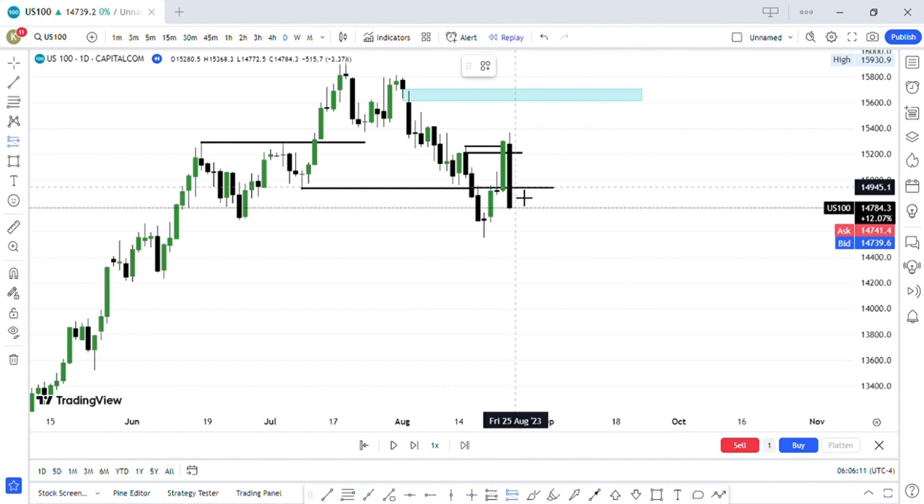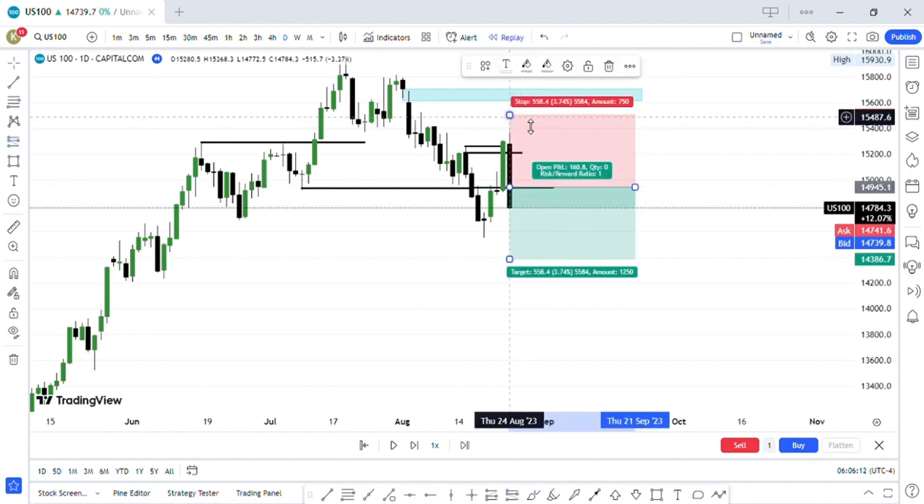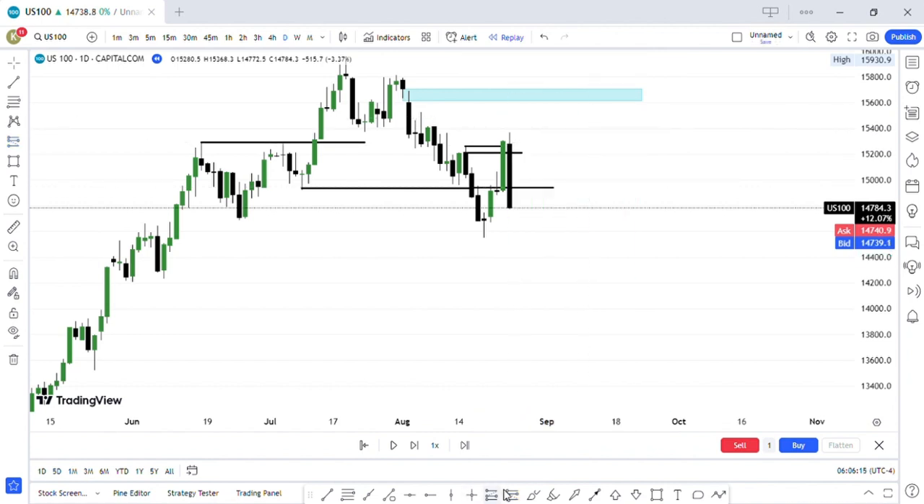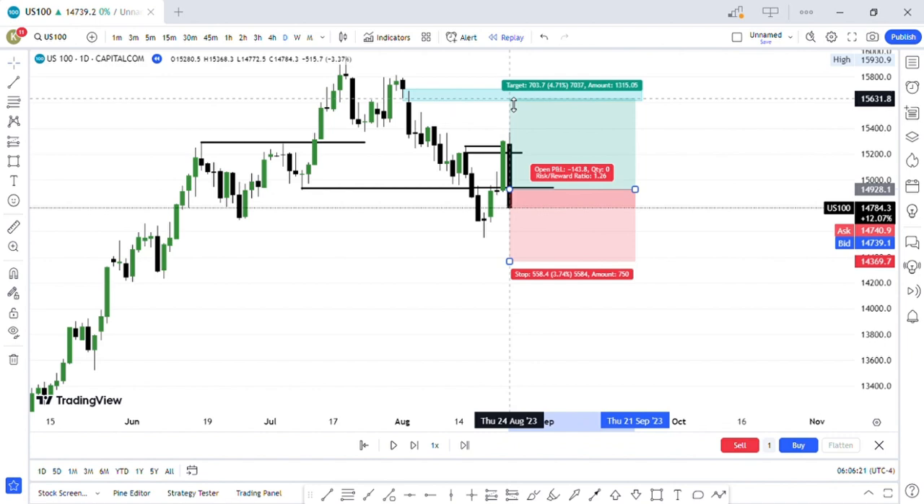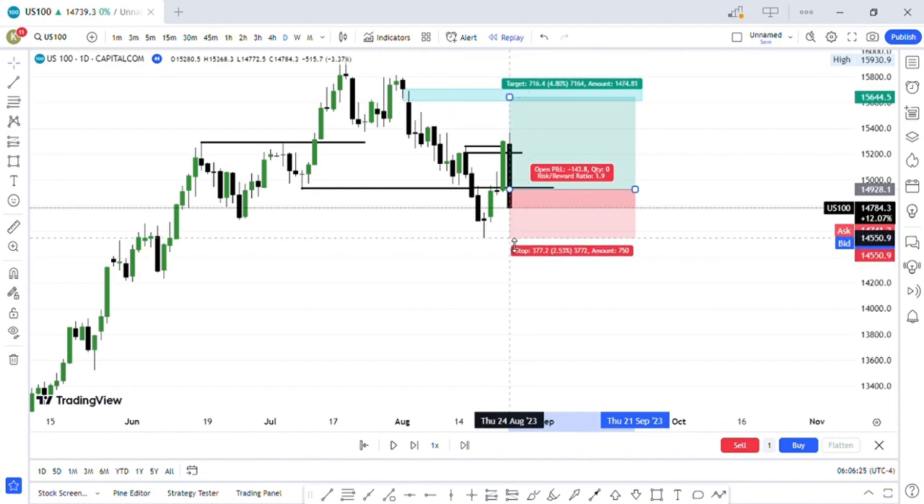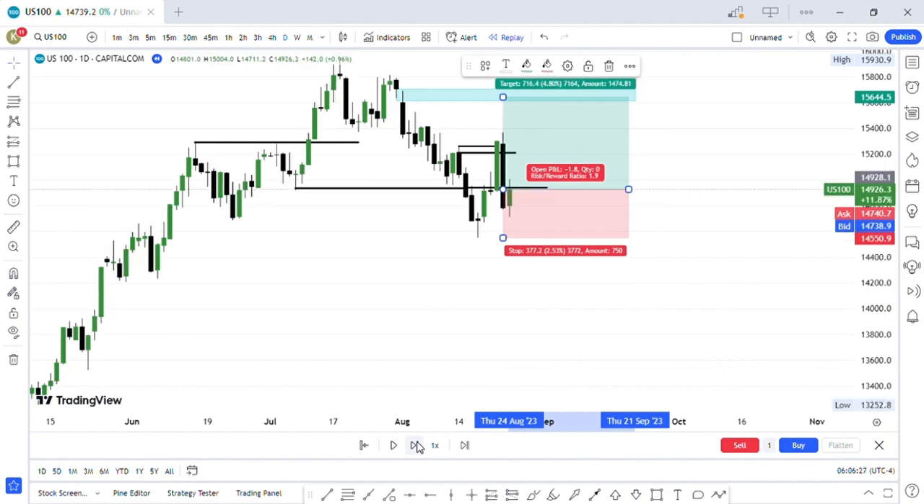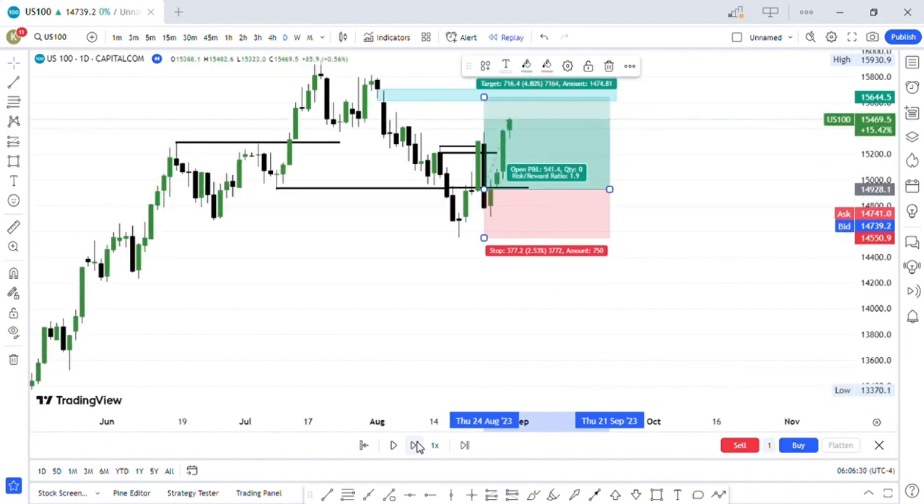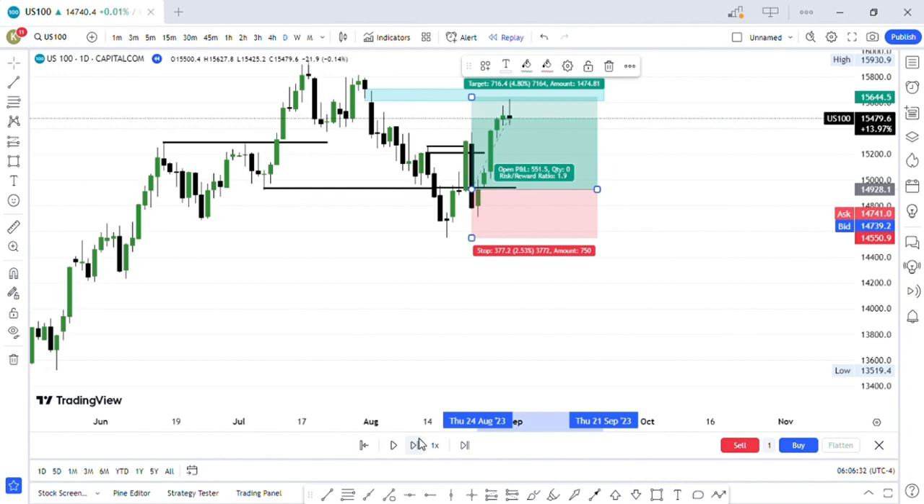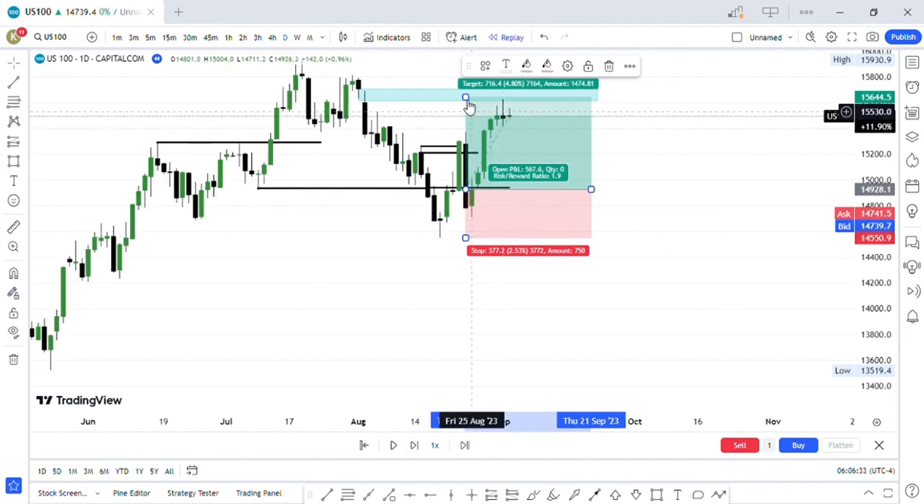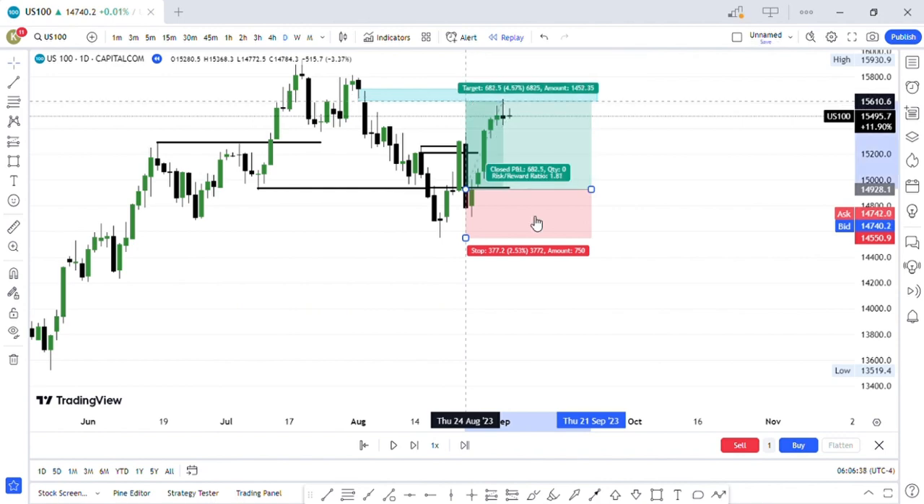The 50%. Short position. Target the volume imbalance and you hide your stop loss below this low. Trade complete.